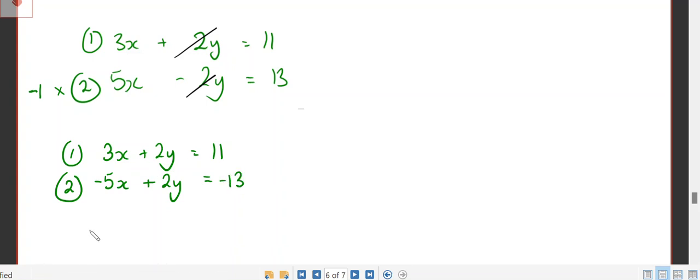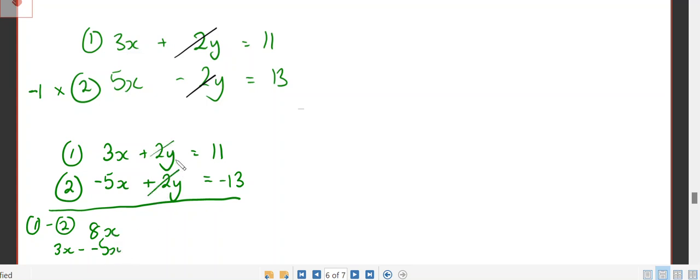Now, why did I do that? Well, now I can just subtract, and it doesn't really matter, let's just do 1 subtract 2. 3x subtract negative 5x is 8x. These are the same sign, so we can just subtract: 11 subtract negative 13 is 24 again. So I've got exactly the same answer at that point.